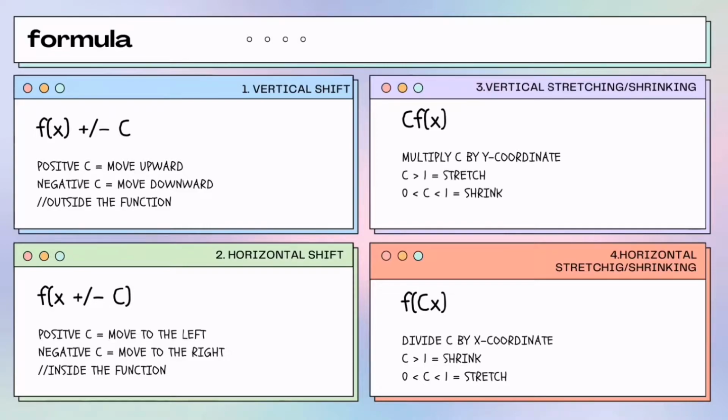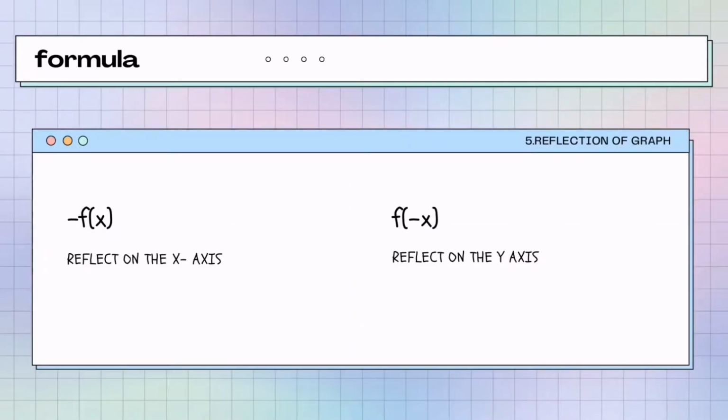In the meantime, for horizontal shift, the C is placed inside the function. Next, for vertical stretching or shrinking and horizontal stretching and shrinking, you can see the position of C is different between them. C is placed on the outside for vertical, and in the horizontal, they place the C inside the function. Next is the formula for reflection of graph. To make it easier, when you see a negative on the outside, it reflects on the x-axis, and if it has the negative on the inside, it reflects on the y-axis.